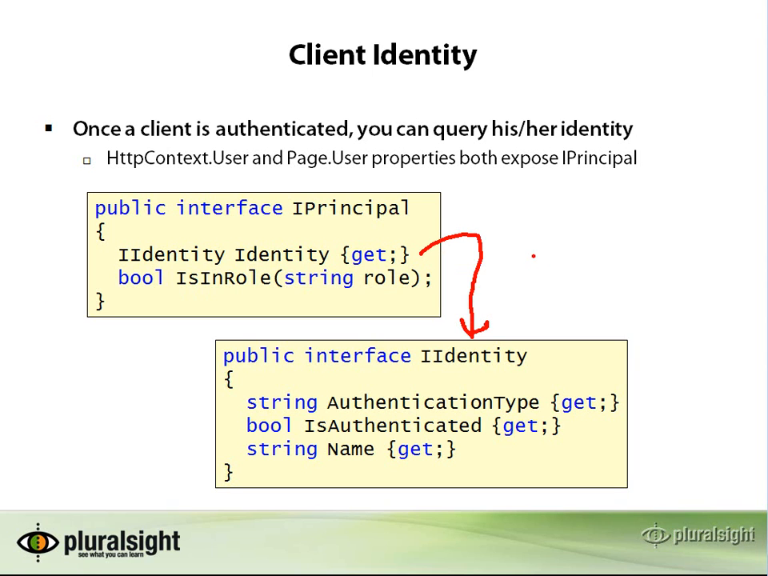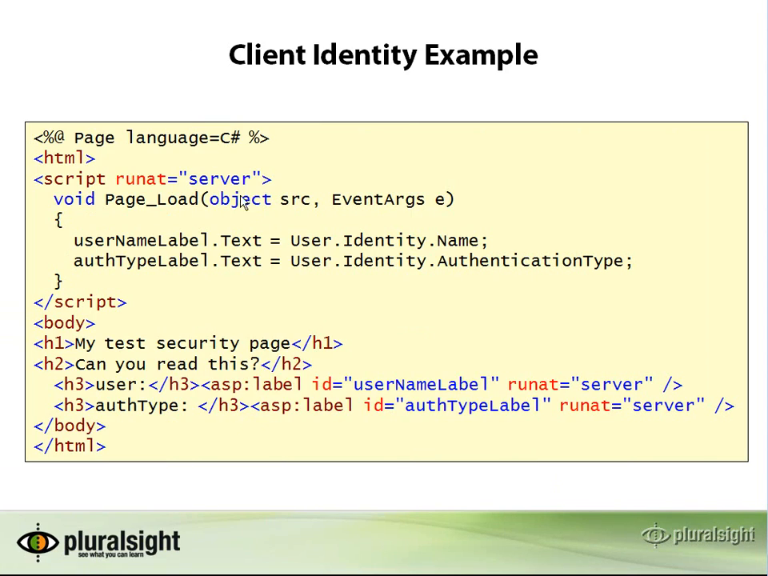If you look at the identity interface, you'll see that the most important things you can get are the user's name and whether or not they're authenticated. So the typical code that you'll write will look like this. You can query the user's identity, you can query the user's name, and you can find out how they were authenticated, the authentication type, if you're interested. And if you're interested to know whether they're authenticated, you can check the IsAuthenticated property.